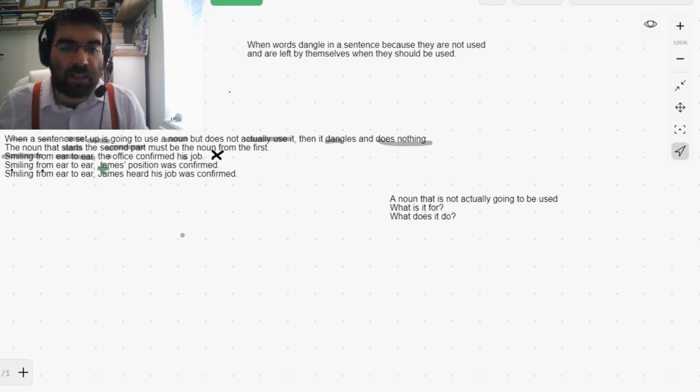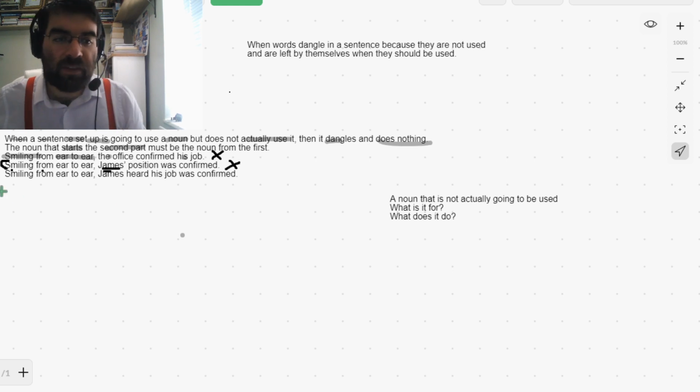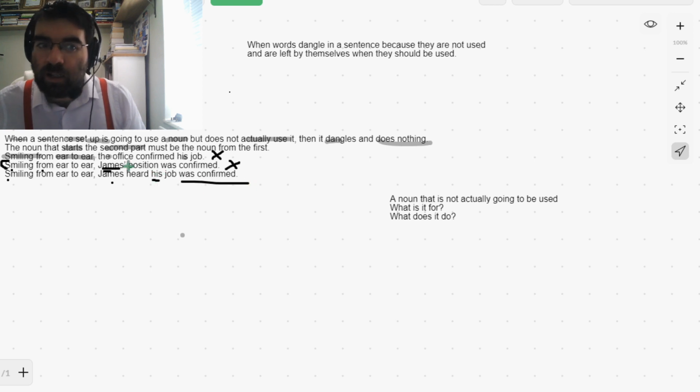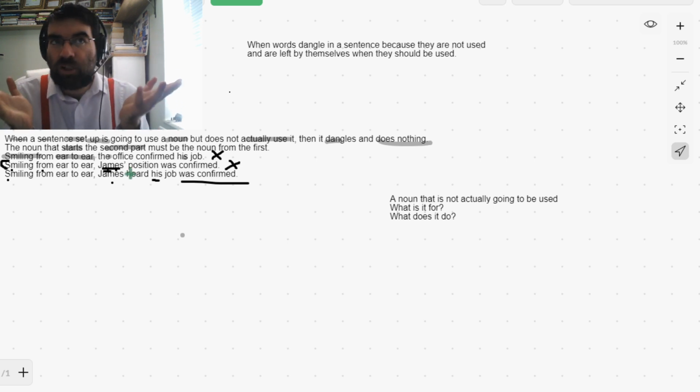Smiling from ear to ear, James's position was confirmed. Not quite accurate. It kind of works. But see, the noun introduced here needs to be next to the subject that it's applied to. So who's smiling exactly? Smiling from ear to ear, James heard his job was confirmed. Because in the second sentence, who exactly is smiling ear to ear? James's position was confirmed. Okay.